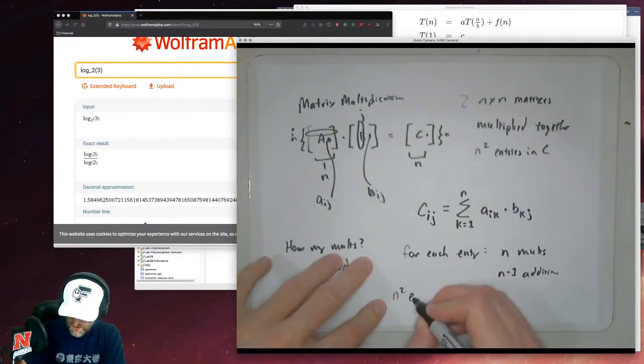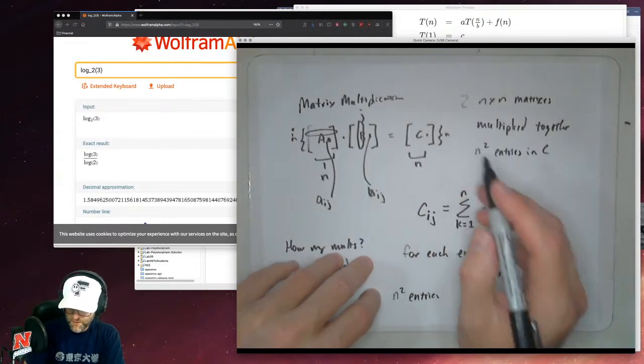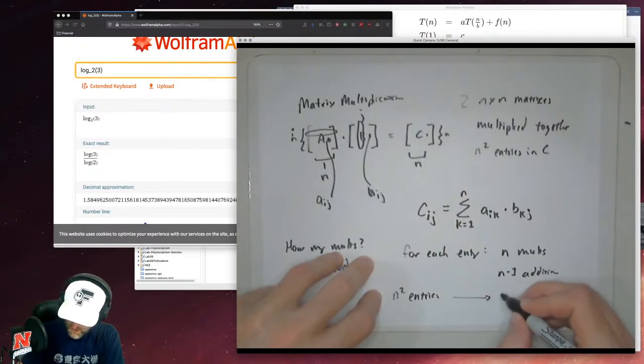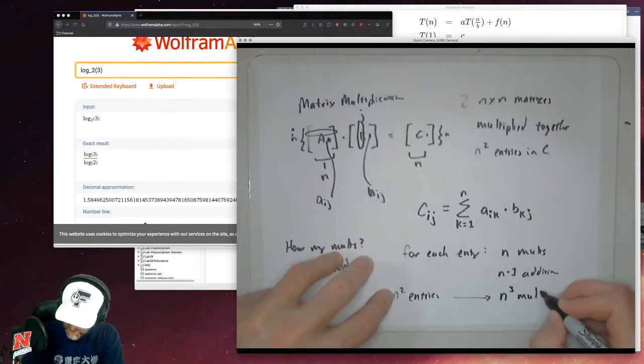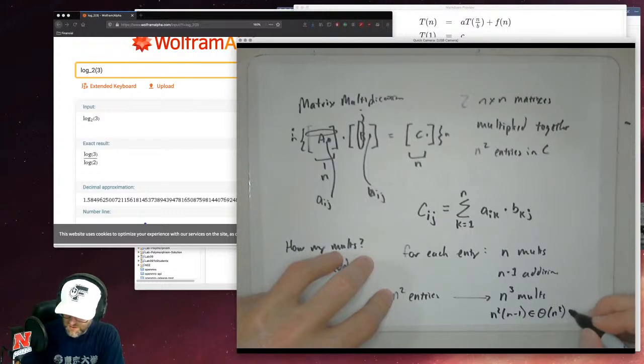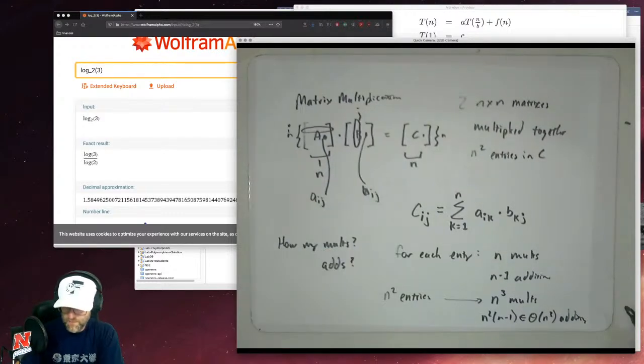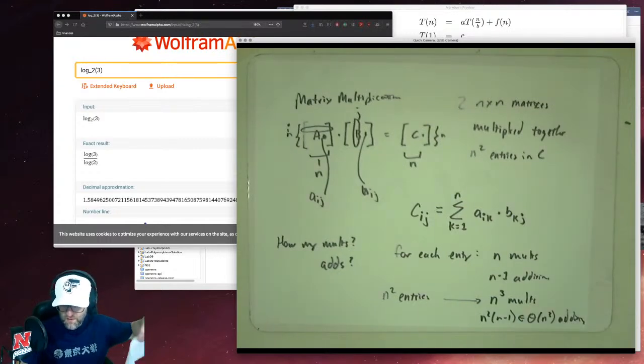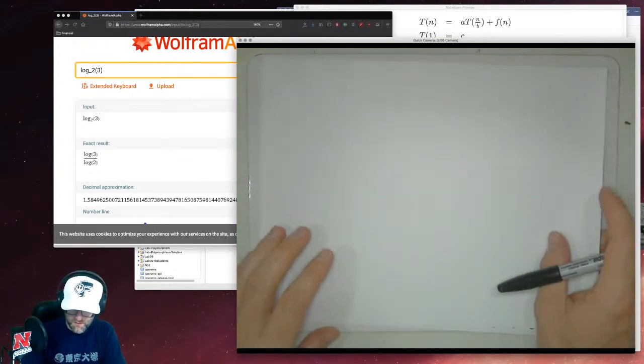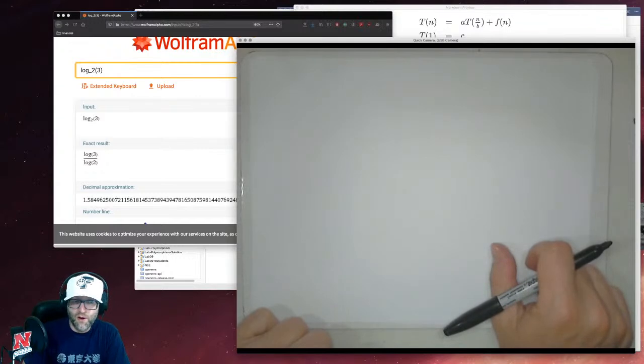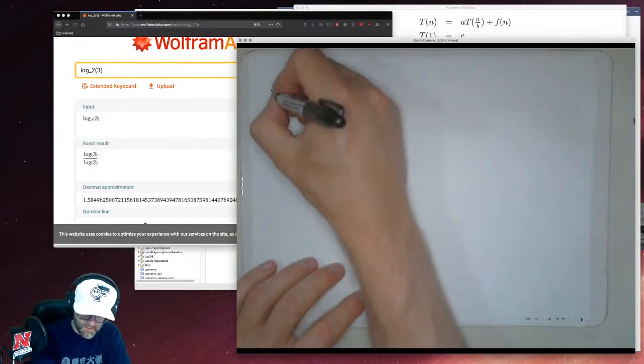There are n squared entries in the result. So that leads to a total of n cubed multiplications and n squared times n minus 1 technically. We'll just go ahead and say I don't care about that. N cubed additions. Right? So we've got a cubic algorithm here. And hopefully if you bought that quadratic algorithms are terrible, cubic algorithms are going to be even worse. So there's always been a holy grail of finding a better solution. What is the best possible?